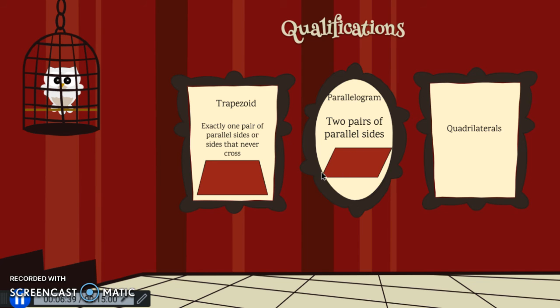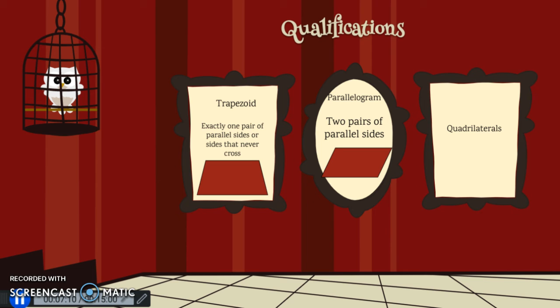So let's look at this parallelogram here. If I were to keep this side and this side going, they would never cross. The lines would keep going straight, they would never cross. That would also be the case for here as well. These lines will continue on and never cross. So a parallelogram is going to have two pairs of parallel sides. So all of these are also quadrilaterals.